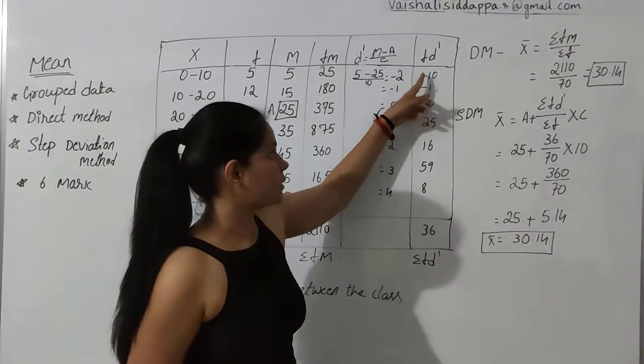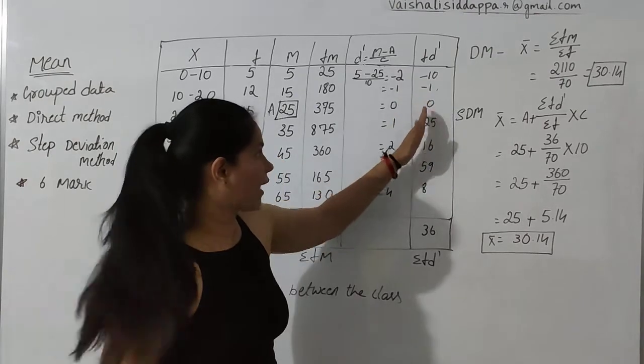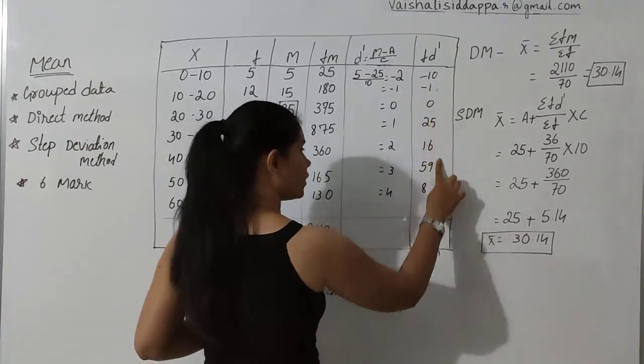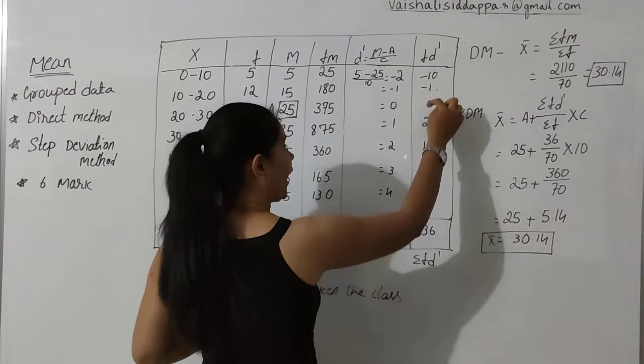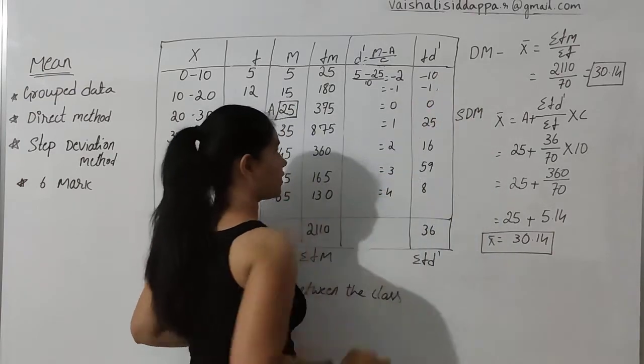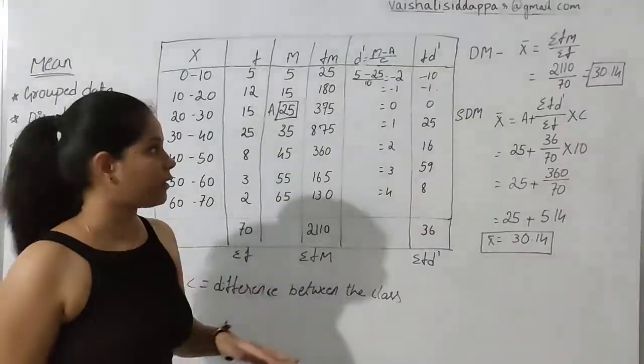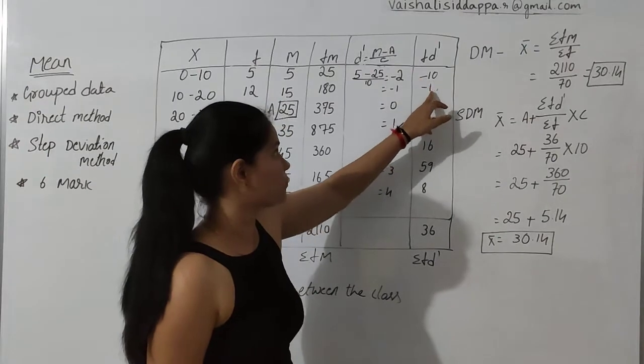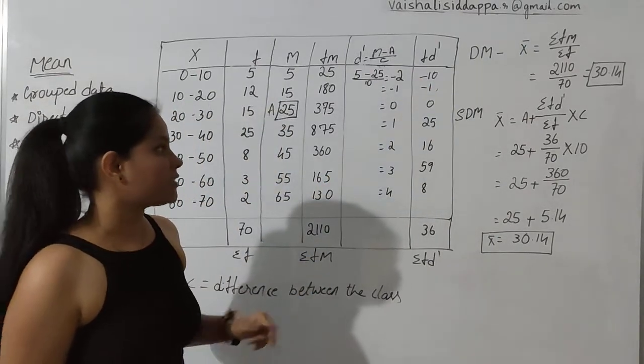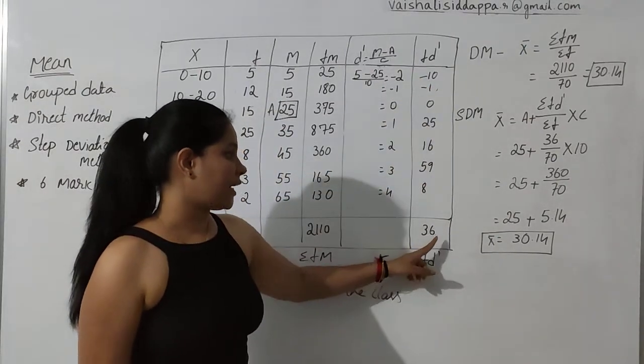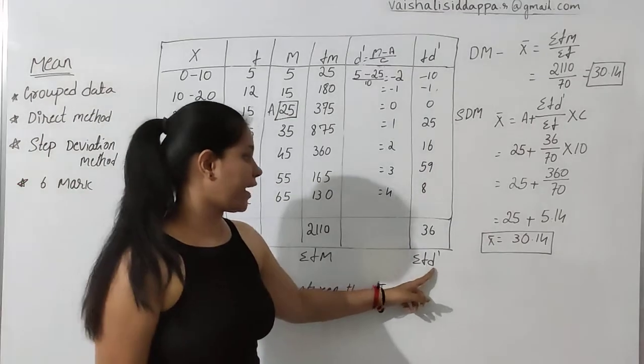The two minus symbols are there, so you add these positive numbers, and from this you subtract the two negative numbers. I had calculated this wrong before. So then you're going to get 36. That's called sigma f d dash.